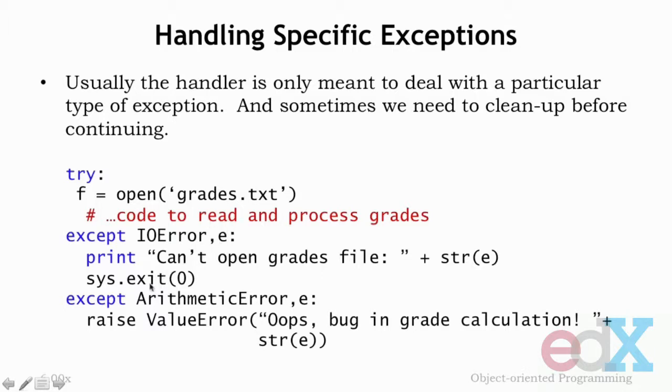Separately, there may be some arithmetic calculations on the errors later on, and I can catch those and print out another informative error message, in this case saying, oh, there's a bug in the grade calculation. So this differs because it's a much more nuanced handling of errors. I'm distinguishing I/O errors that come from the open statement from arithmetic errors that come from the code that's processing the grades. And I can have as many different statements as I want dealing with the different types of errors that I expect to get.